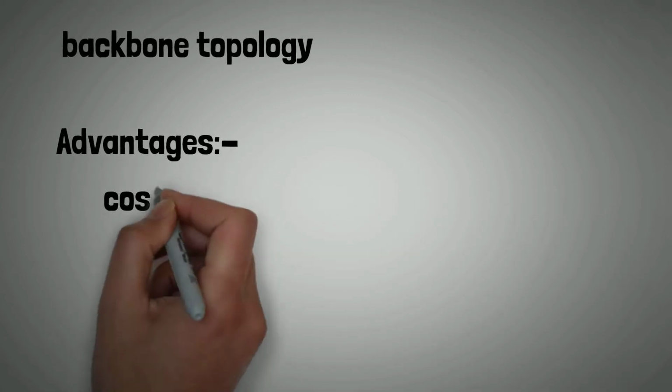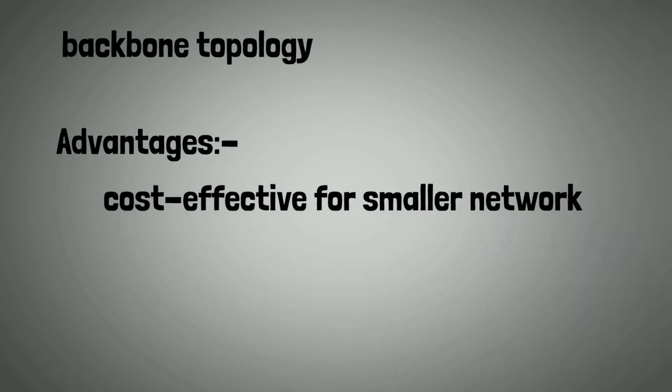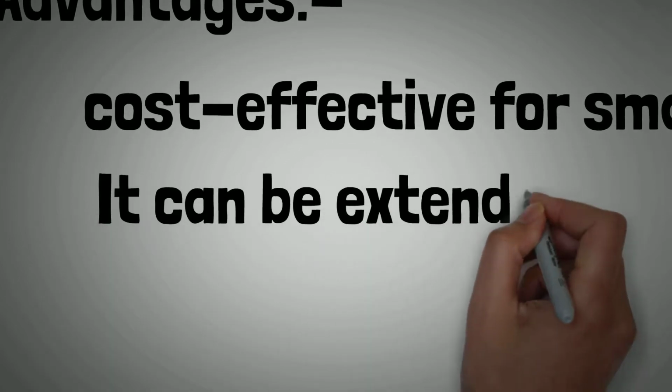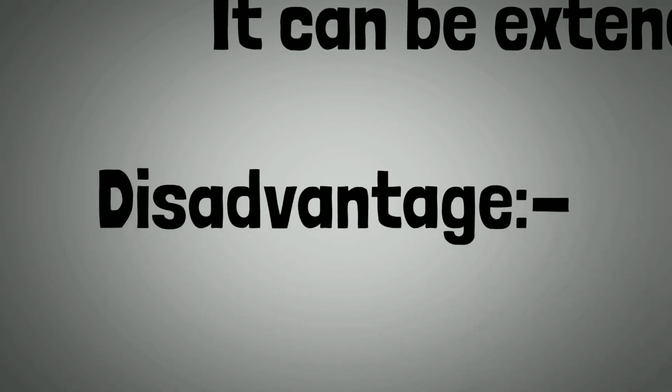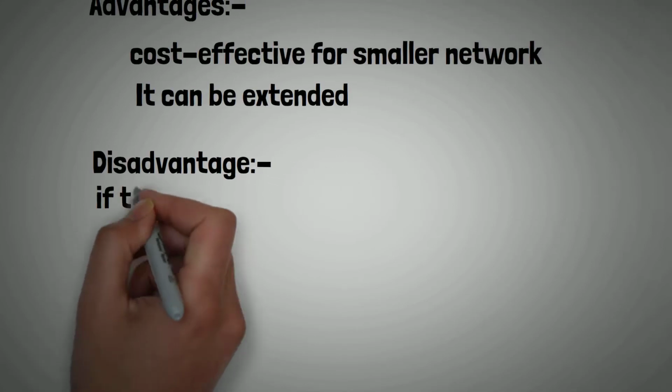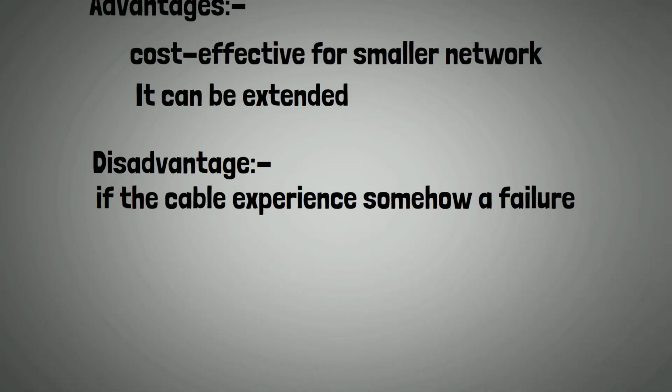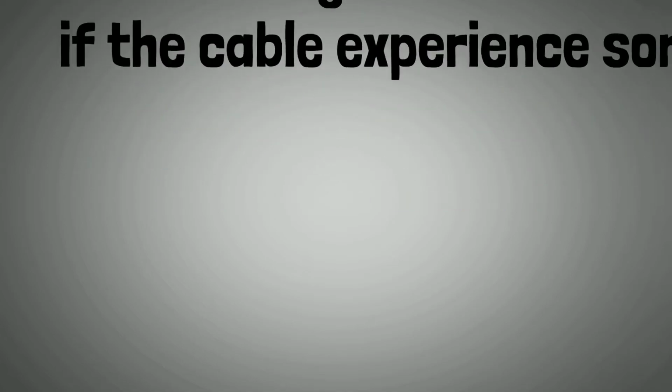Advantages of bus topology are that it's cost-effective for smaller networks due to its simple layout, and it can be extended if the need arises. Now, the disadvantage of bus topology is that it uses a single cable to transmit data, and if the cable experiences a failure, the entire network goes down, and repairing it becomes time-consuming and expensive.